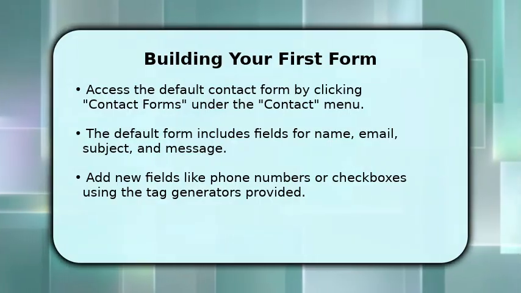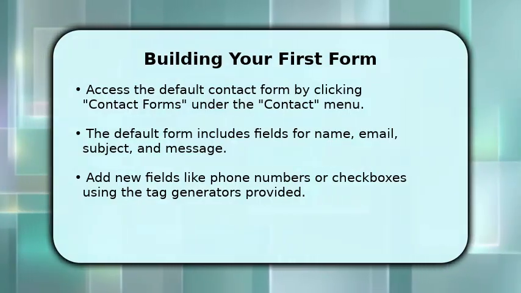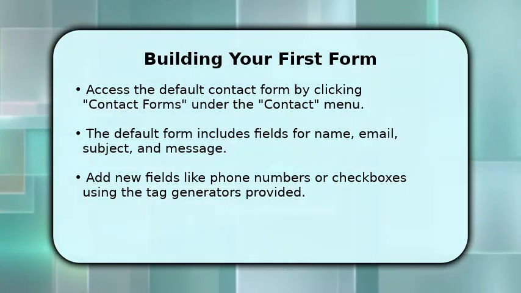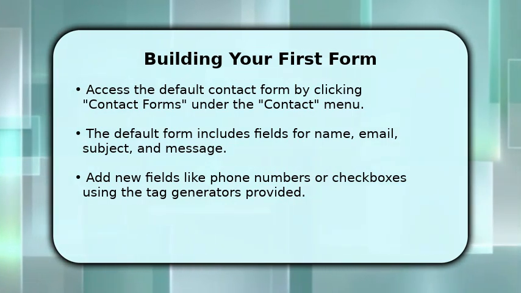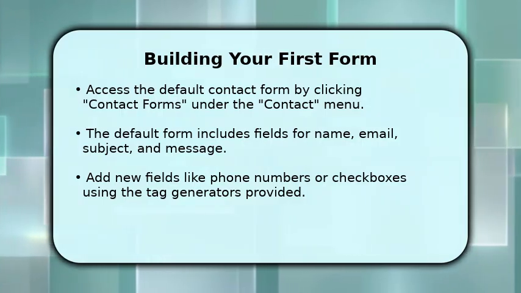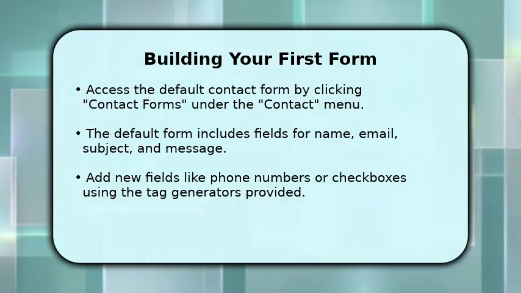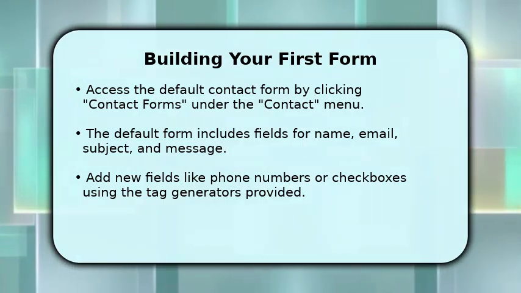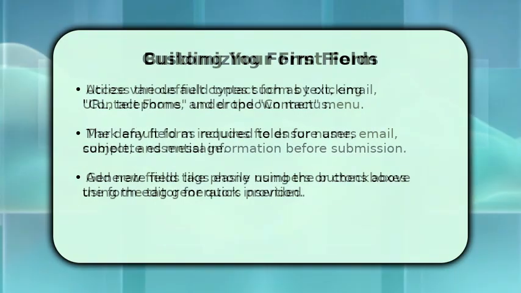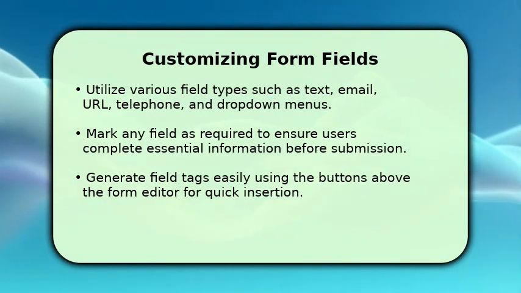Now, let's build your first form. Click on Contact Forms and then Add New or edit the default form. You'll see a form editor with several tabs. The Form tab contains the basic structure. It usually includes 4 essential fields: your name, your email, a subject line, and your message, all ready for your input. Customizing your form fields is straightforward.